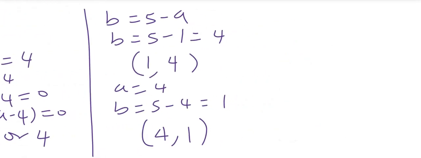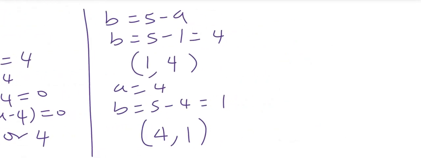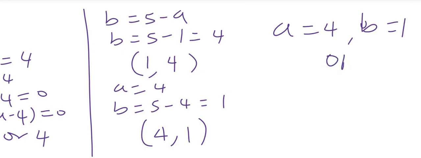Which implies that I have two values of a. Let me put it this way. A is equal to 4 when b is equal to 1, or it can be a is equal to 1 when b is equal to 4.